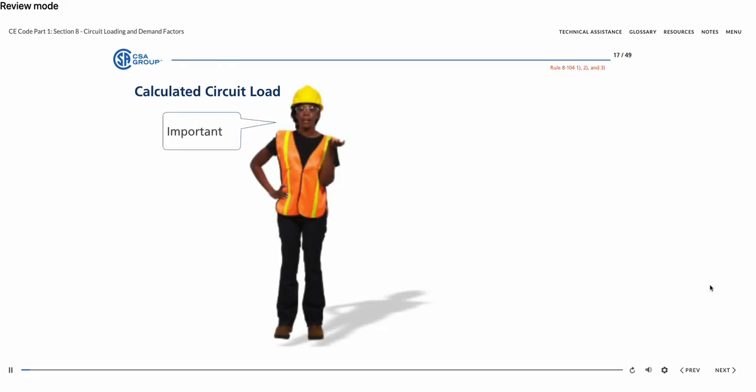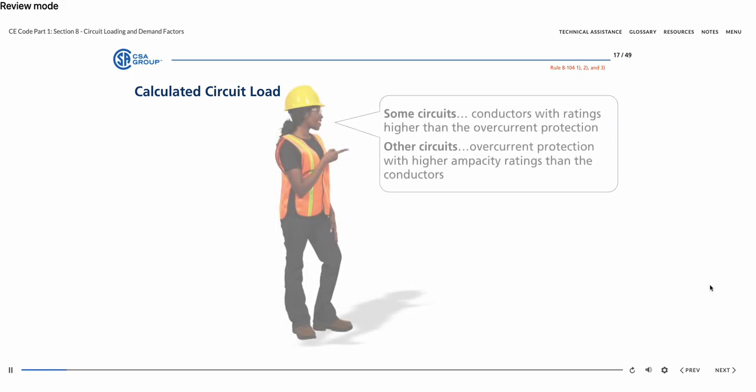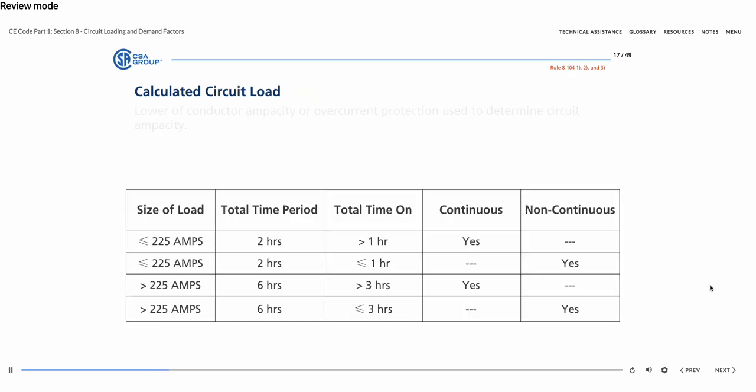It is important to understand the ampacity of a service, feeder, or branch circuit as it relates to circuit loading. Because some circuits have conductors with ratings higher than the overcurrent protection, as would be the case to meet voltage drop requirements, and other circuits have overcurrent protection with higher ampacity ratings than the conductors, such as is the case in motor circuits due to startup surge, the code requires that the lower of either the conductor ampacity or the overcurrent protection is used to determine the circuit ampacity.